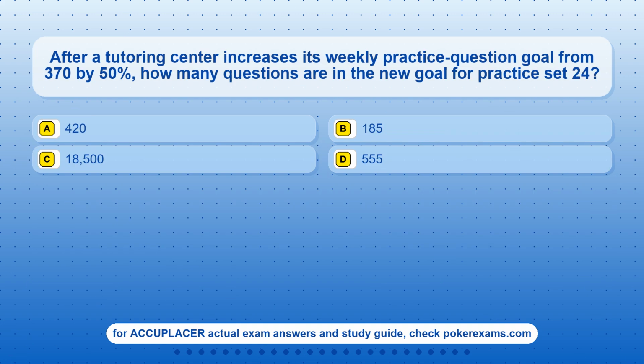Question 18. After a tutoring center increases its weekly practice question goal from 370 by 50%, how many questions are in the new goal for practice set 24? Option A, 420. Option B, 185. Option C, 18,500. Option D, 555.